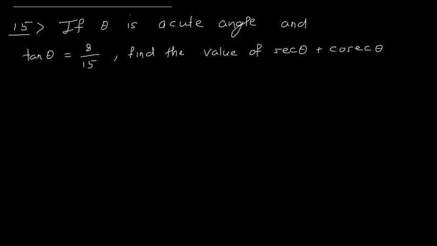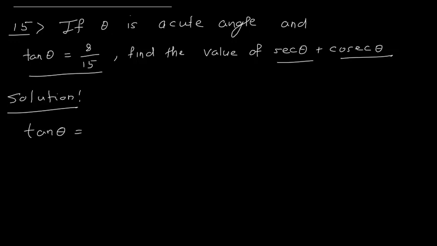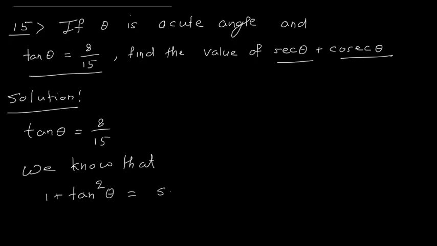Now 15th problem: if theta is an acute angle and tan theta is 8 upon 15, find the value of sec theta plus cosec theta. So here tan theta is given, 8 upon 15. Now what is the identity related with tan? It is 1 plus tan square theta is equal to sec square theta. This is the identity related with tan theta.